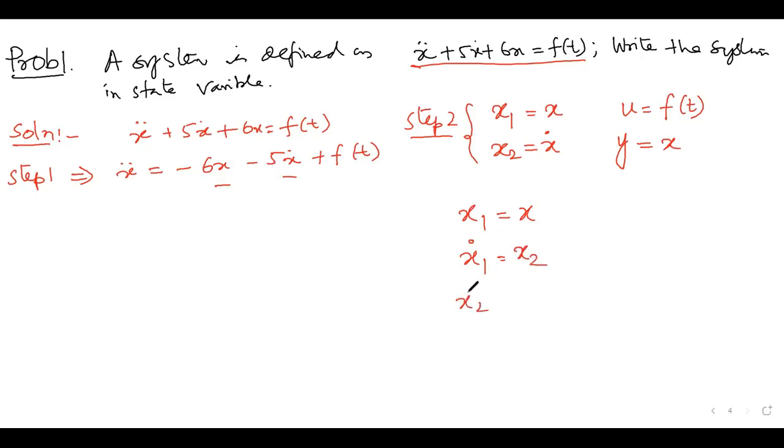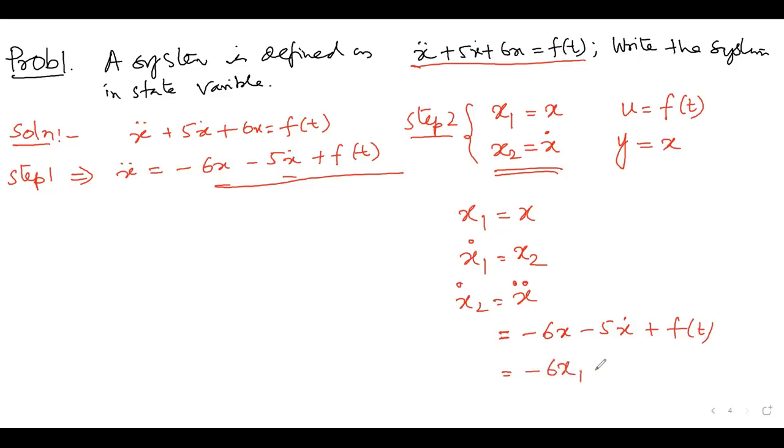And x2 dot equal to x double dot. x2 dot means x double dot. Here you will get x double dot from this equation, which is minus 6x minus 5x dot plus ft. This is your x double dot. So now you put x means x1, so minus 6x1, x dot means x2, minus 5x2, plus ft means u, so this is u.